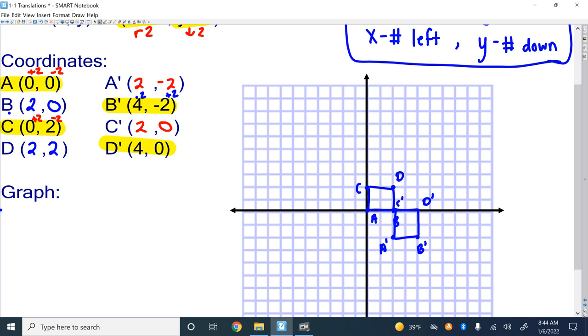All right, we are going to go to our second worksheet now, and we're actually going to change up the transformation that we're doing. This one is all about dilation.